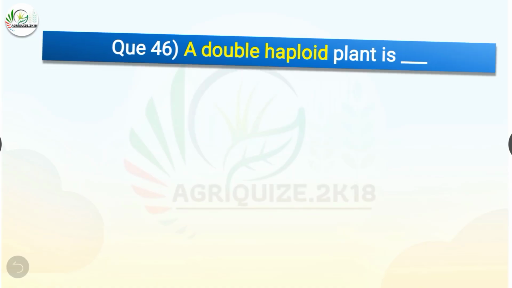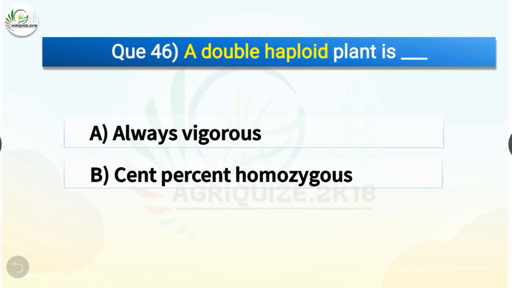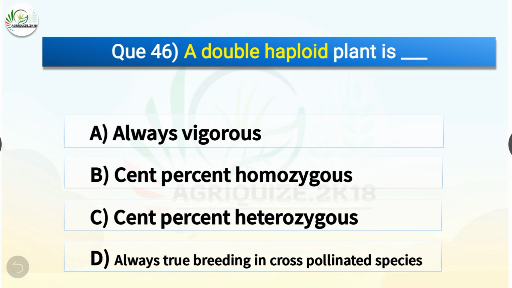Question number 46. A double haploid plant is. The options are always vigorous, 100% homozygous, 100% heterozygous, or always true breeding in cross-pollinated species. The correct answer is option B, 100% homozygous. So a double haploid plant is 100% homozygous.